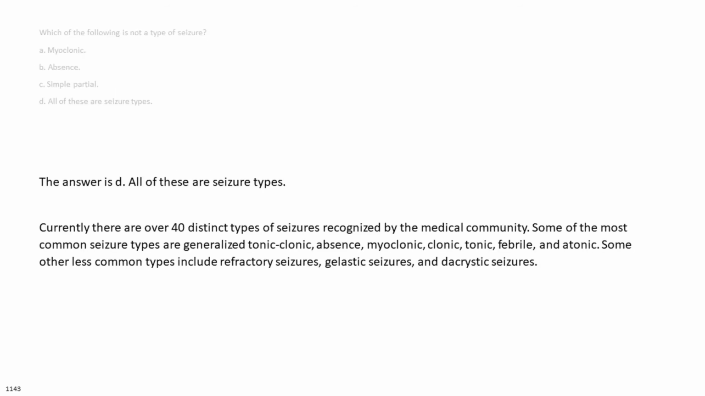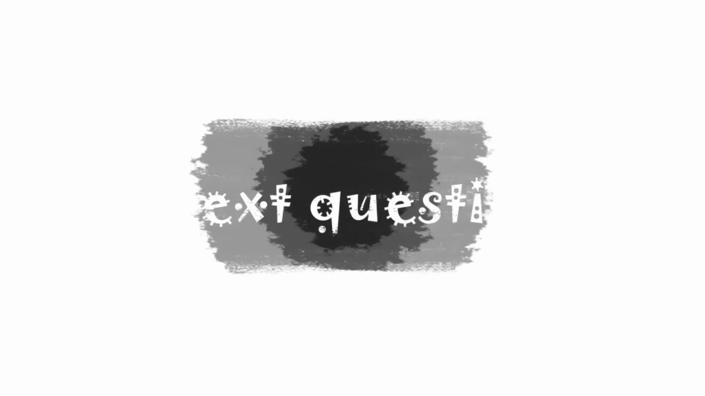The answer is D. All of these are seizure types. Currently there are over 40 distinct types of seizures recognized by the medical community. Some of the most common seizure types are generalized tonic-clonic, absence, myoclonic, clonic, tonic, febrile, and atonic. Some other less common types include refractory seizures, gelastic seizures, and acrostic seizures.